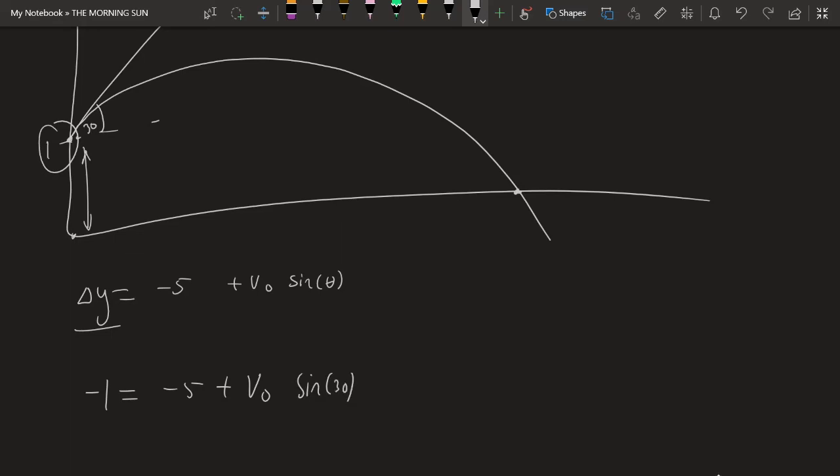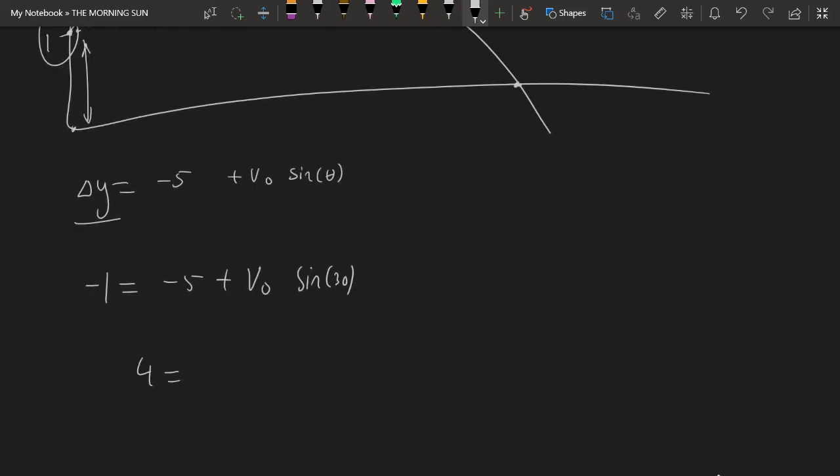So now we can find v0. So 4 is equal to v0 sine 30. In other words, v0 is equal to 4 over sine 30. 4 over sine 30 is equal to 8. So our initial velocity is 8 meters per second.